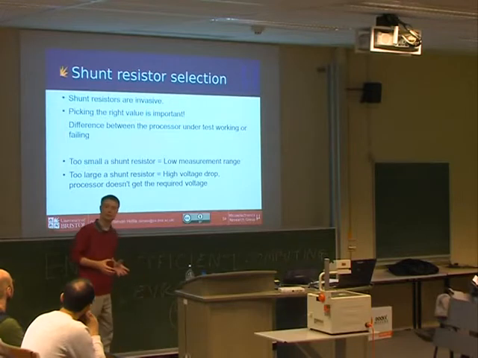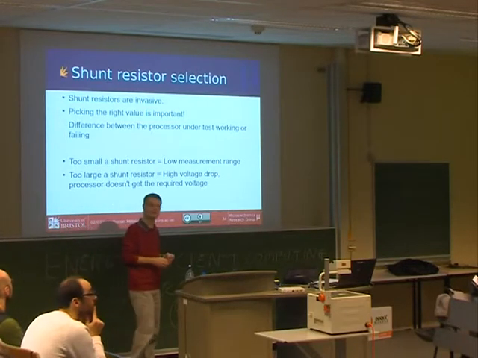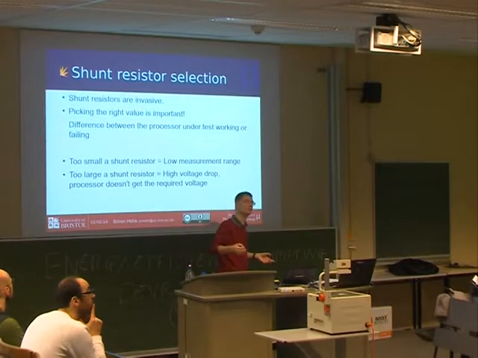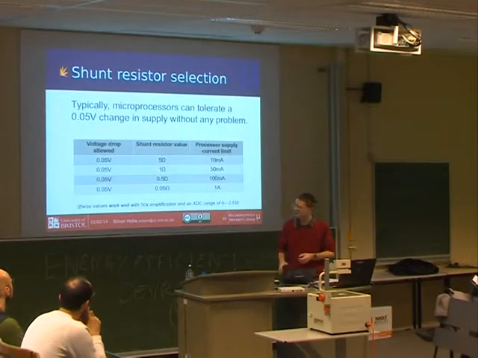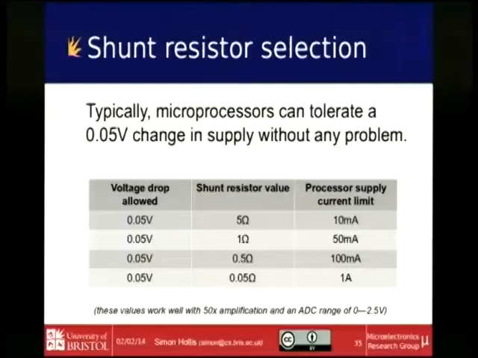If you have it too small, you get a very, very small voltage appearing across the resistance. It's very hard to measure, 0.00-something volts. So you need to select carefully. Here's my guideline. Most every microprocessor will deal with up to 0.05 volts change in power supply without caring. It's normally specified in the data sheet that that's an absolutely fine range to be in.